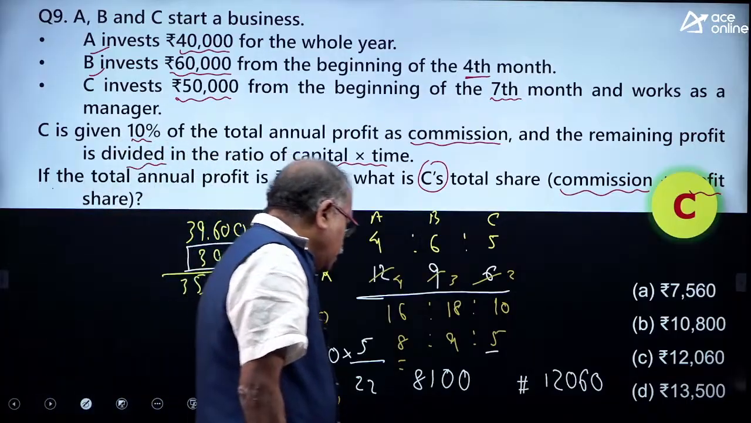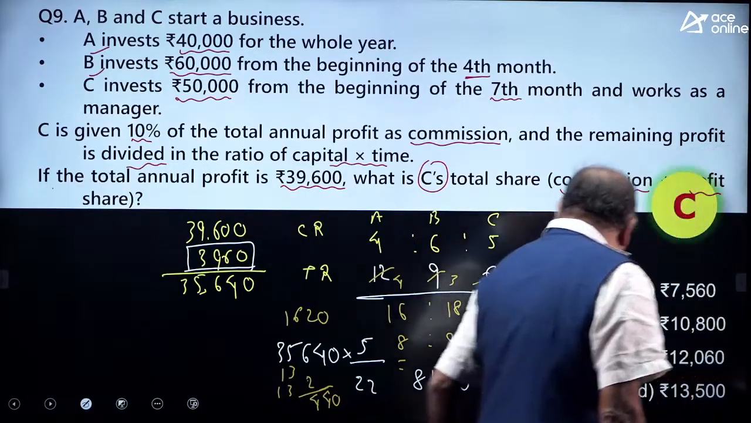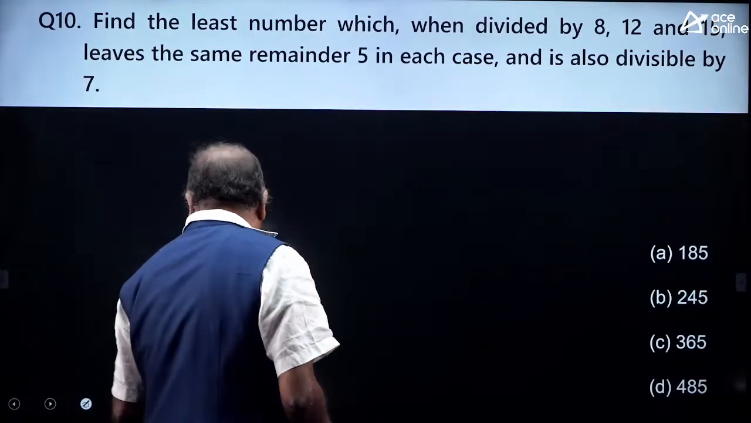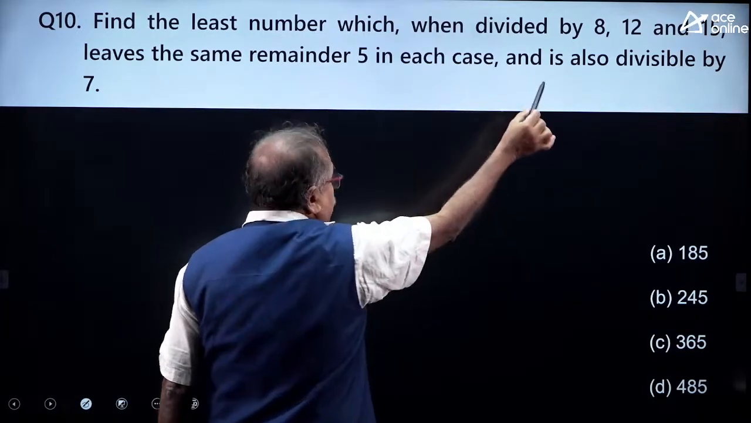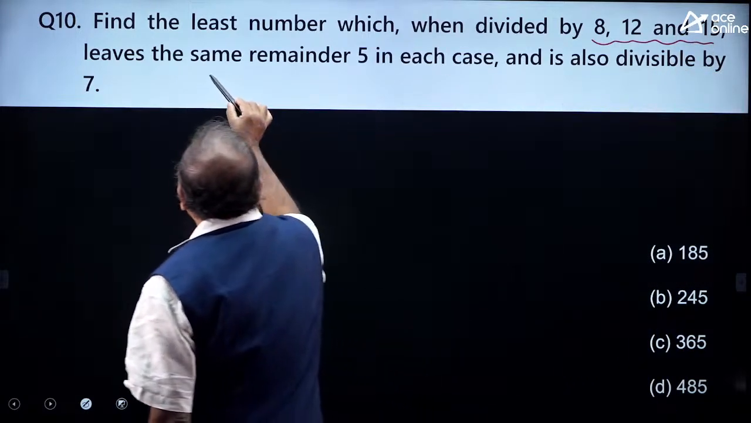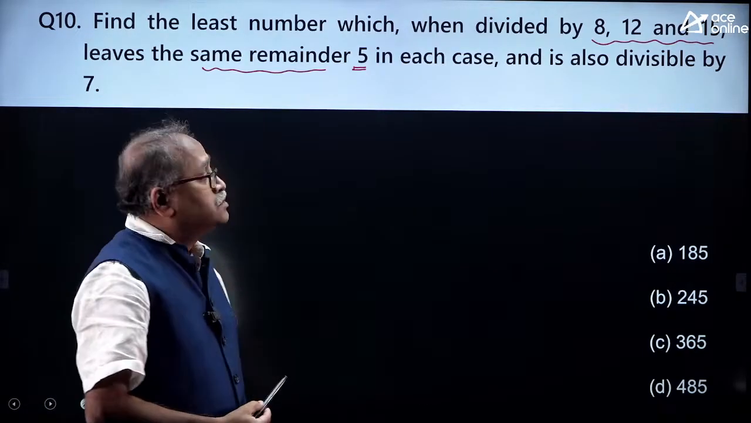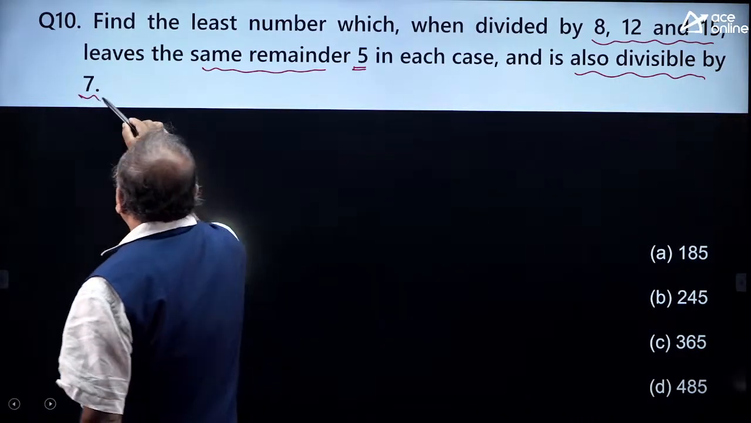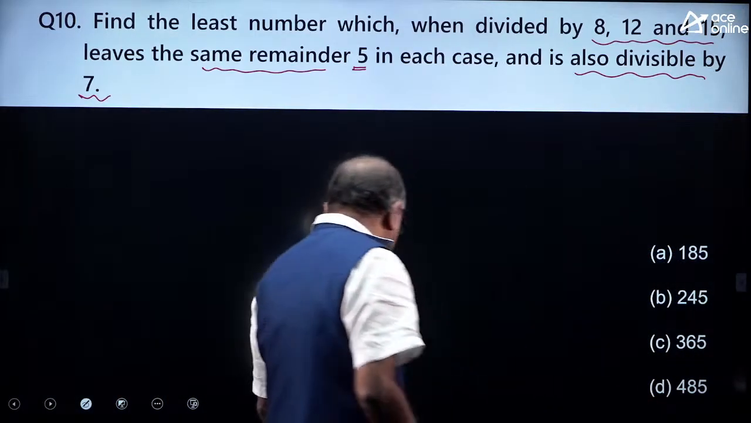Okay, so we will go for the next question, and the next question on your board is this. I will read and I will wait for 30 seconds. Find the least number which, when divided by 8, 12 and 15, leaves the same remainder of 5 in each case, and it is also divisible by 7. Very commonly asked question. So take your 30 seconds and think of it.